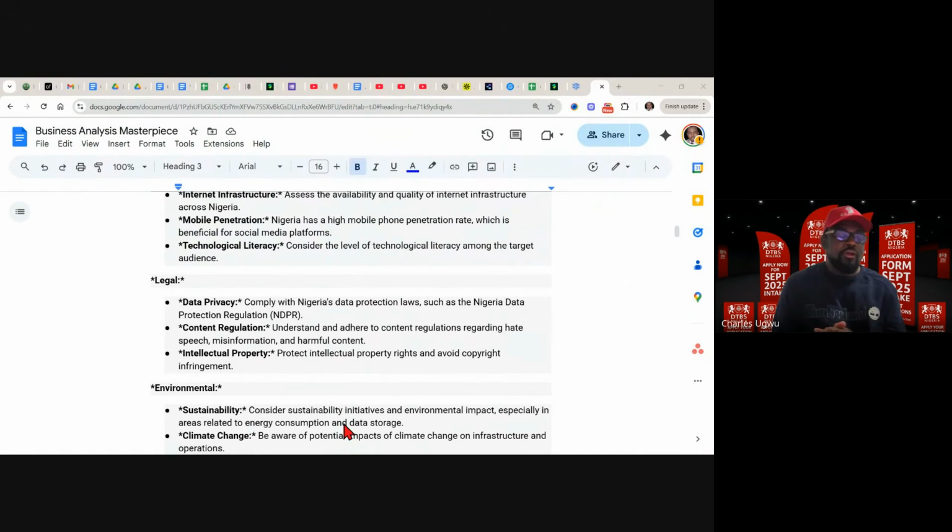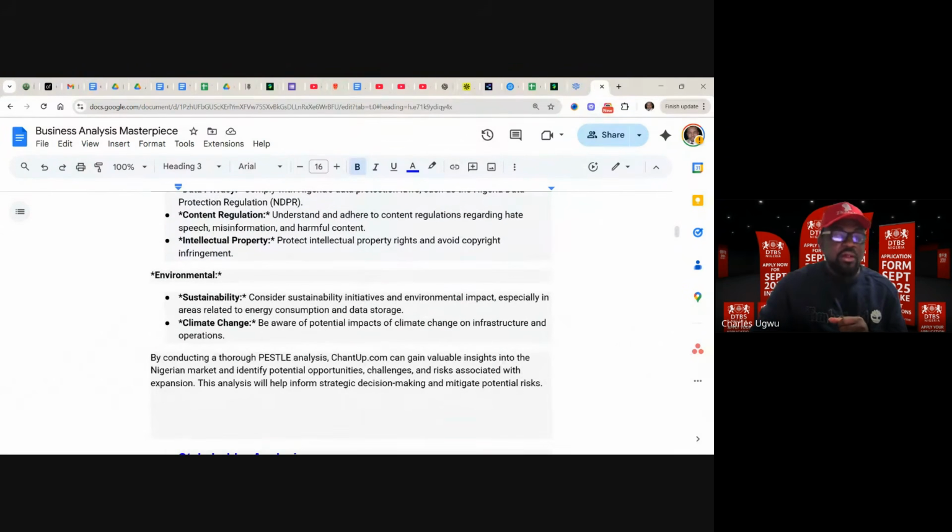Yeah. So these are the areas of legal issue of this, and we have environment. How is the environment affected? What are the environmental factors like sustainability? So these look at considering sustainability initiatives and environmental impacts, especially in areas related to energy consumption and data storage.